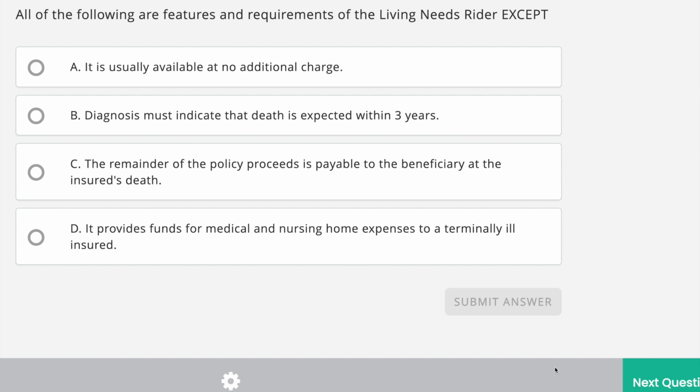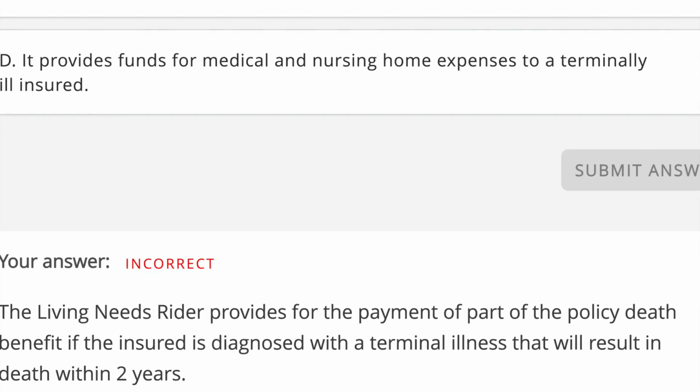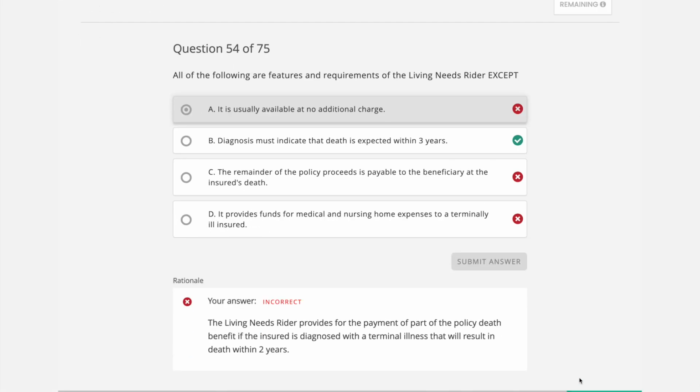All of the following are features and requirements of the living needs rider, except: it is usually available at no additional charge; diagnosis must indicate that death is expected within 3 years; the remainder of the policy proceeds is payable to the beneficiary at the insured's death; it provides funds for medical and nursing home expenses to a terminally ill patient. Damn it. Okay, diagnosis must indicate that death is expected within 3 years. It's actually 2 years. See that? It got me. So it's actually 2 years.